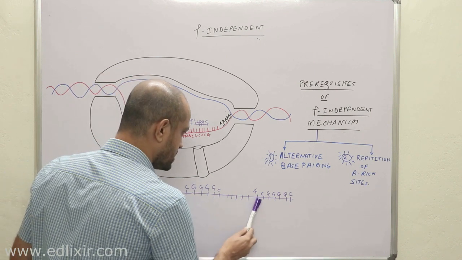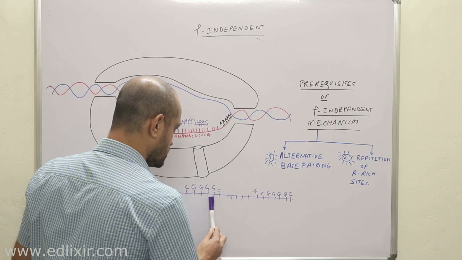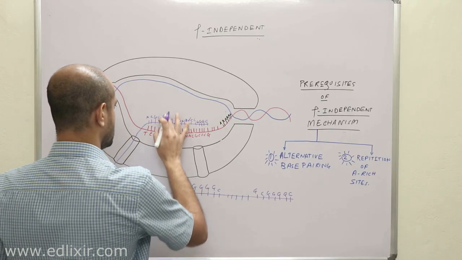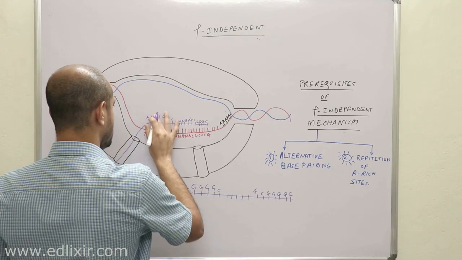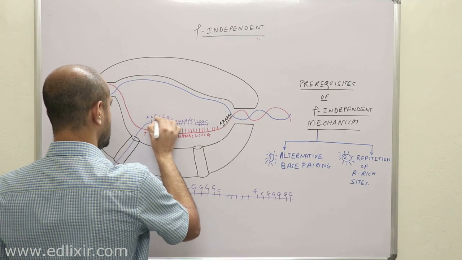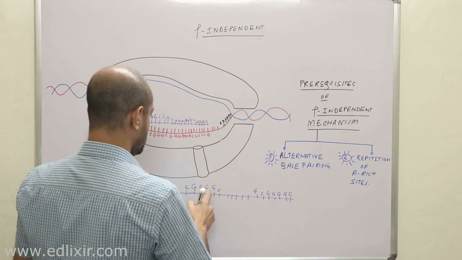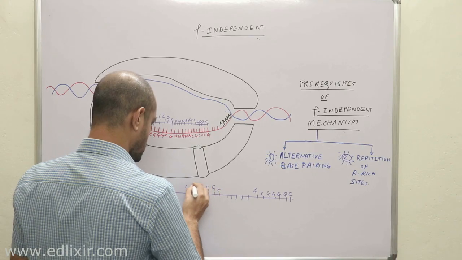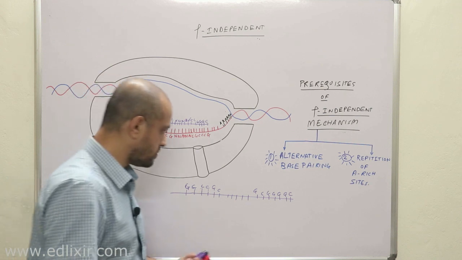Now listen. What is the peculiarity? This C can now interact with this G. This G can now interact with this C. Clear? And sorry, I have put here G's. So this will be C. Opposite to G there will be C. Opposite to G there will be C. Opposite to C there will be G. So there will be 3 C's here. Sorry. Clear? So can you find the peculiarity here?